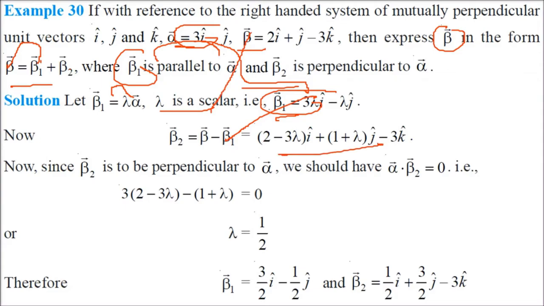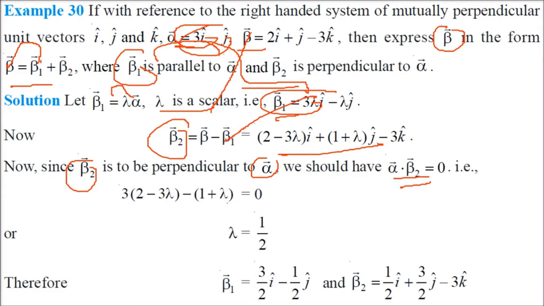You get beta 2. Now beta 2 is perpendicular to alpha. So take alpha, take beta 2 and multiply them, that is the dot product. So when we multiply this, we are going to get the value of lambda.